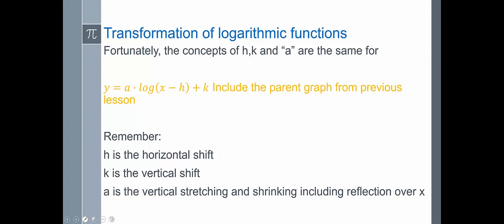Remember that h is our horizontal shift, k is our vertical shift, and a is the vertical stretching and shrinking, which includes the reflection over the x-axis when it's negative. So let's go ahead and look at Desmos to see what it does.